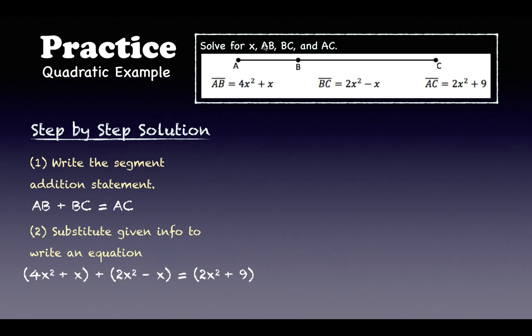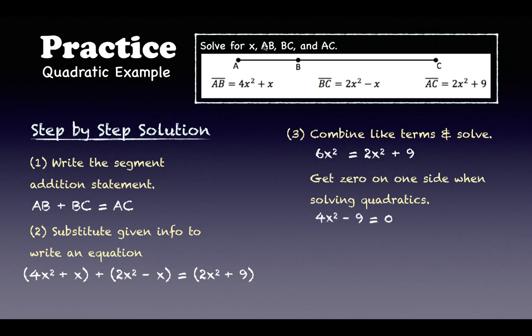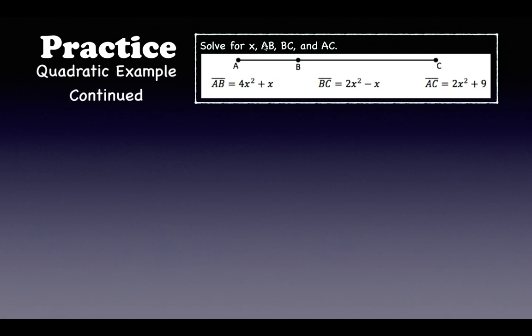Let's combine the terms on the left-hand side first. And since we have a quadratic from algebra, you should recall we always get 0 on one side when we're solving. And if we recognize this as the difference of two squares, we can factor it as 2x plus 3 times 2x minus 3. And let's continue on another page.